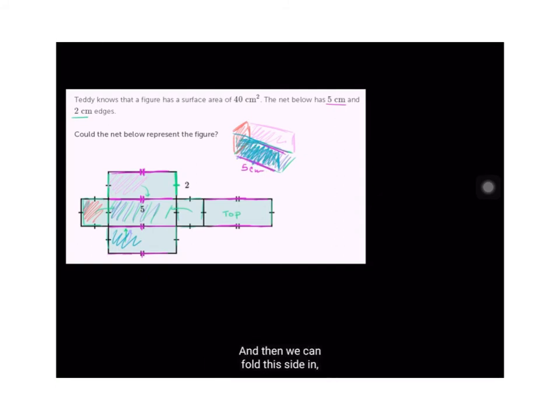And then we can fold this side in, and that would be that side. And then, of course, we have the top that's connected right over here. So the top would go, this would be the top. And then the top would, of course, go on top of our rectangular prism. So that's the figure that we're talking about. It's 5 centimeters in this dimension. It is 2 centimeters tall, and it is 2 centimeters wide.